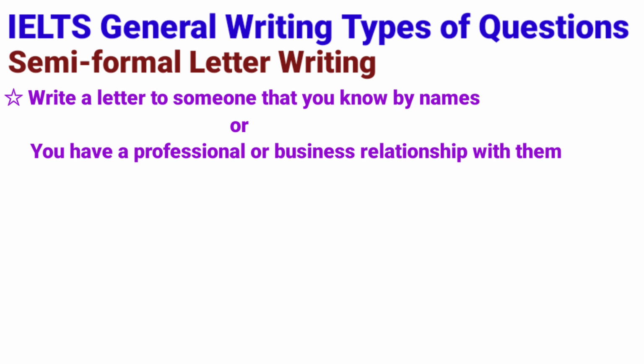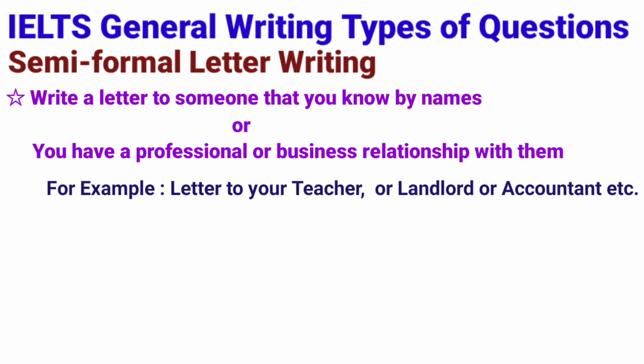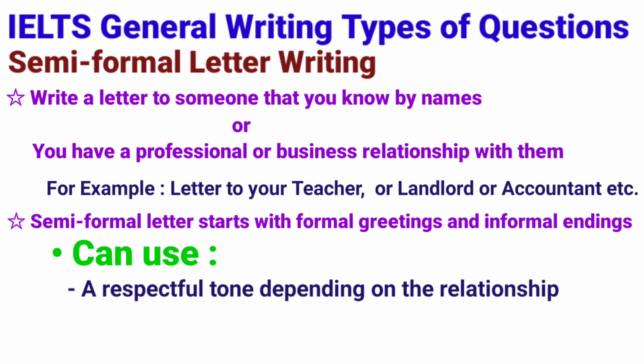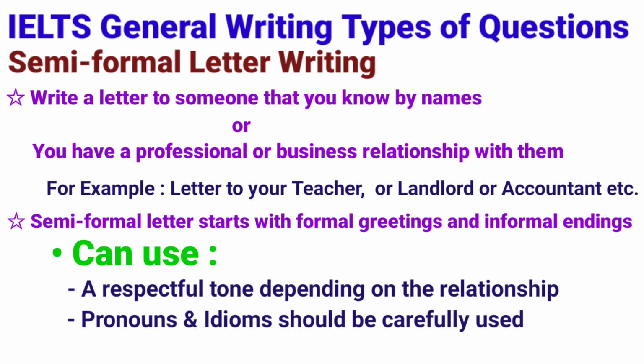Next is the semi-formal letter. Here you write a letter to someone that you know by name, or you have a professional or business relationship with. For example, here you write a letter to your teacher or landlord or accountant, etc. The letter usually starts in a formal way but ends in an informal way. That means formal greetings and informal endings. Also, you can use a respectful tone depending on the relationship. Also, pronouns and idioms should be carefully used.